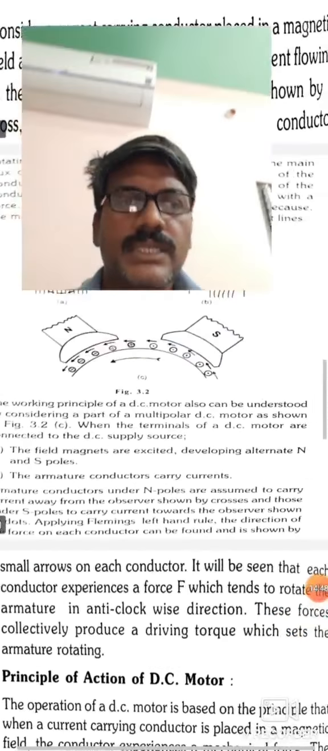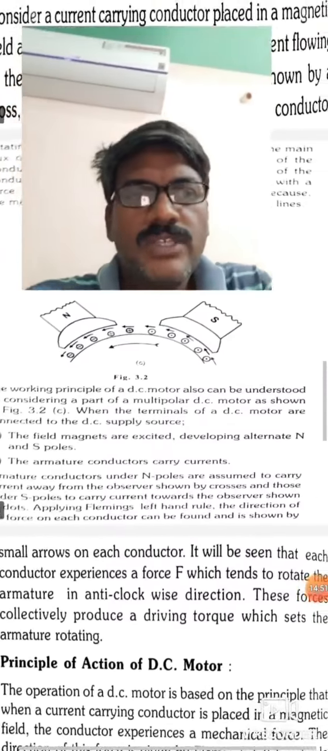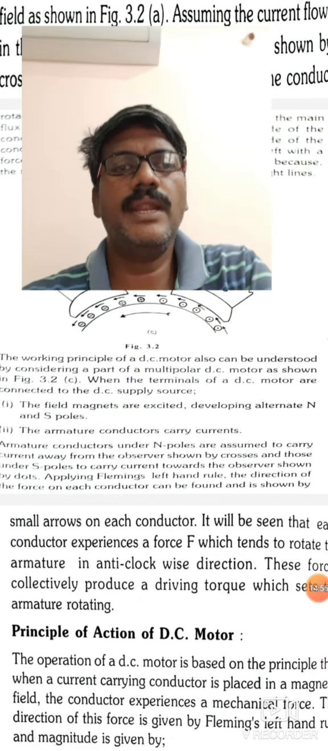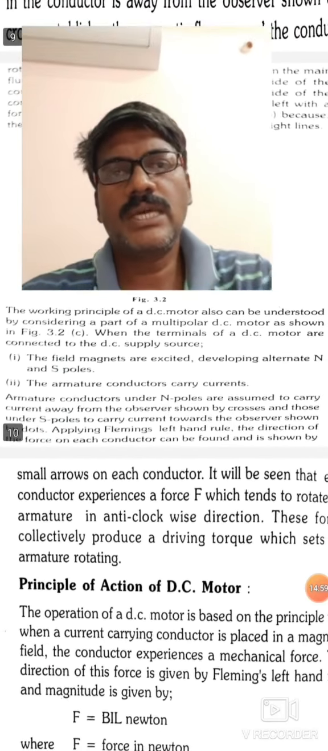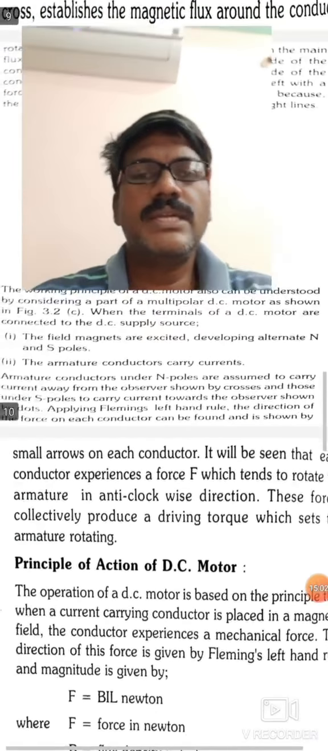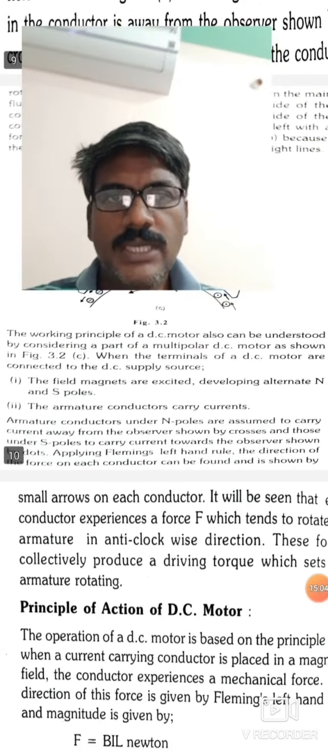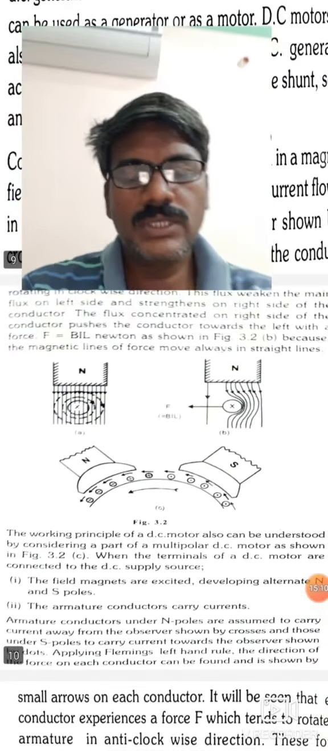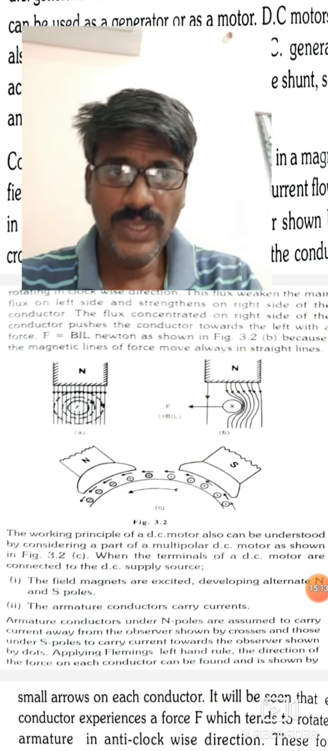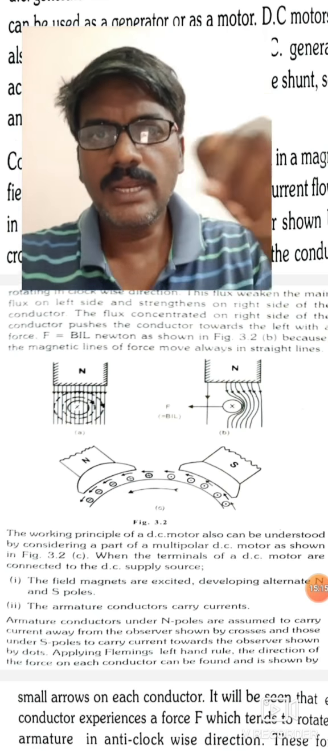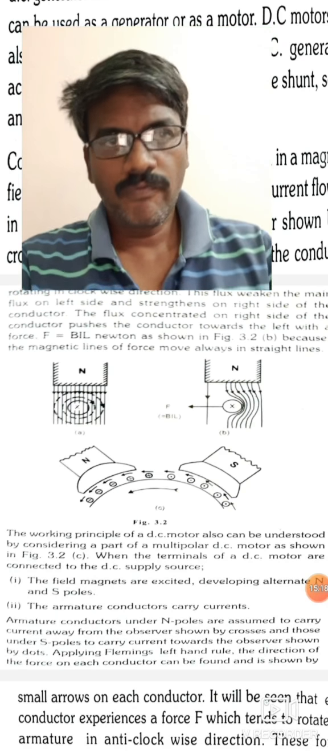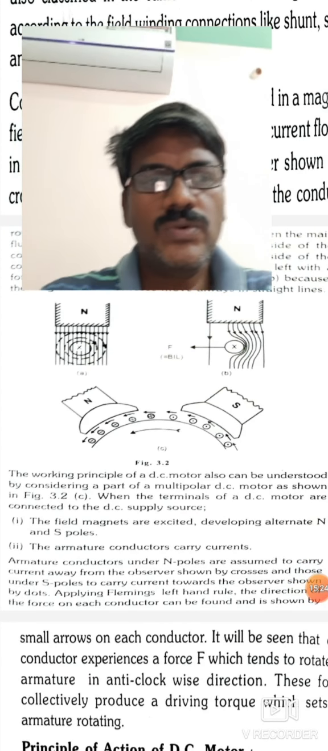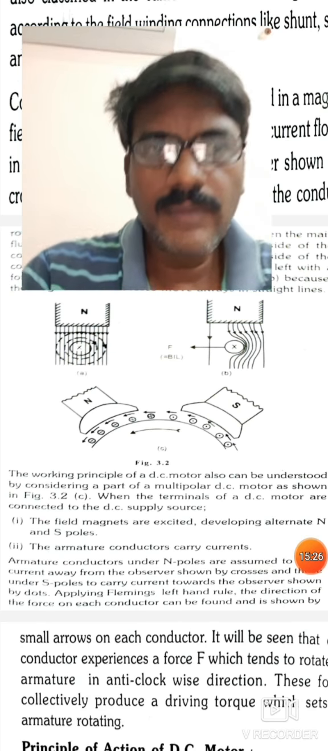Small arrows on each conductor show that each conductor experiences a force which tends to rotate the armature in the anti-clockwise direction. So these forces collectively produce a driving torque which sets the armature rotating. Right? Very simple. So the working principle of a DC motor can be explained in two ways: simply by using a property of magnetic lines, and second by using Fleming's left hand rule.